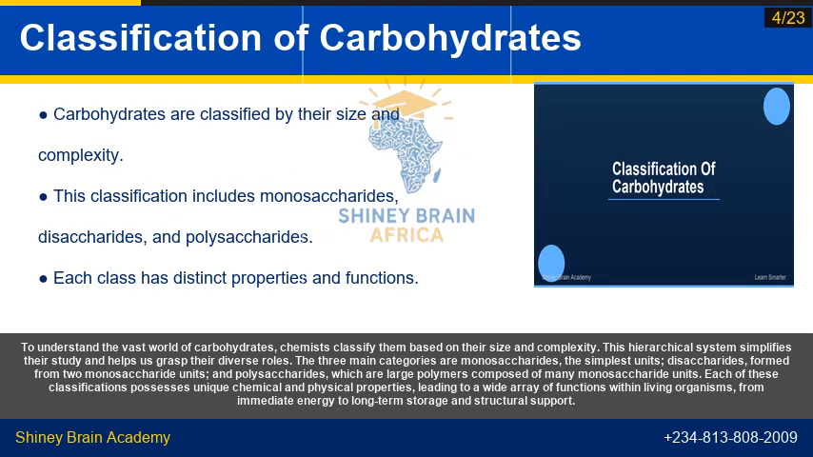To understand the vast world of carbohydrates, chemists classify them based on their size and complexity. This hierarchical system simplifies their study and helps us grasp their diverse roles. The 3 main categories are monosaccharides, the simplest units; disaccharides, formed from 2 monosaccharide units; and polysaccharides, which are large polymers composed of many monosaccharide units. Each of these classifications possesses unique chemical and physical properties, leading to a wide array of functions within living organisms, from immediate energy to long-term storage and structural support.